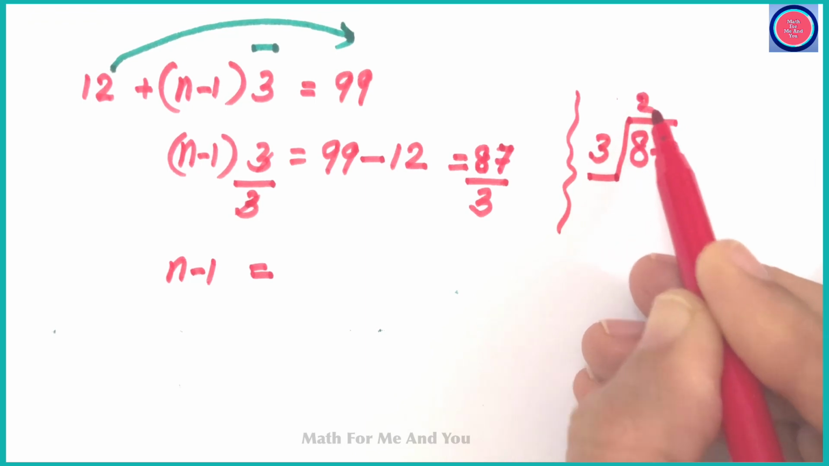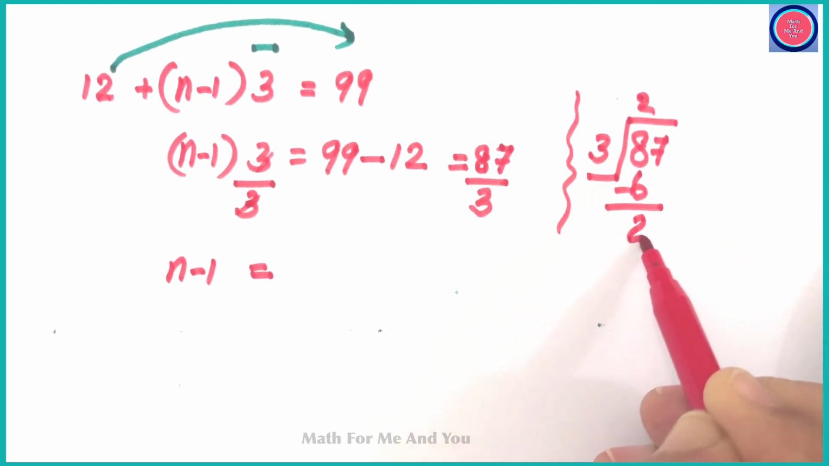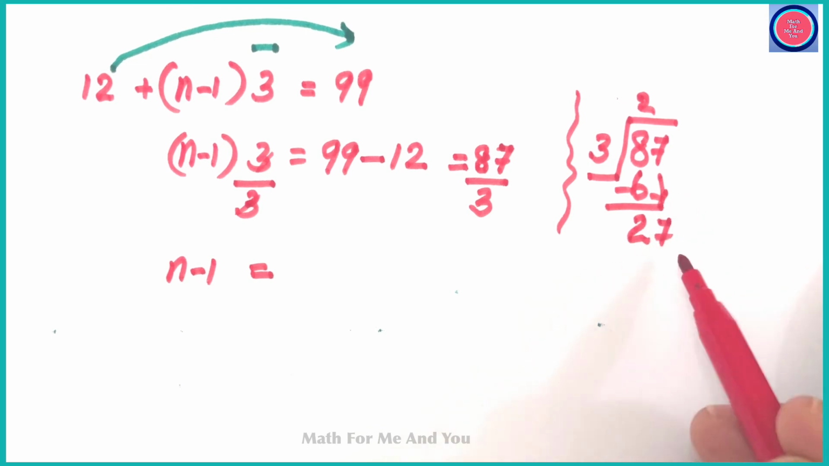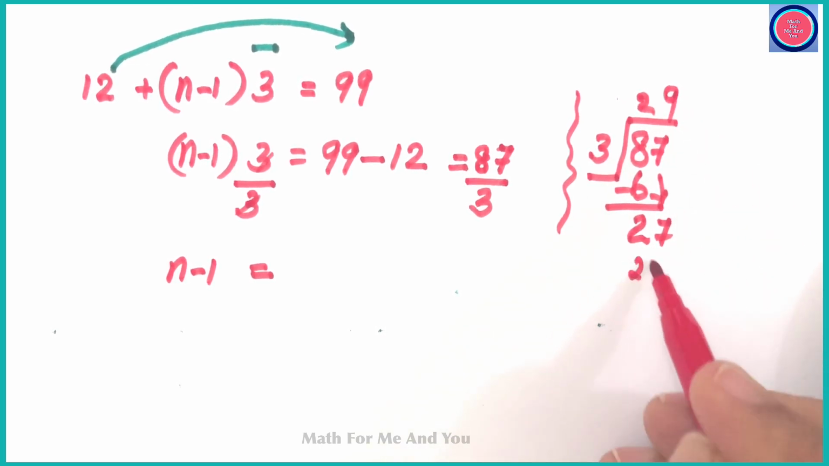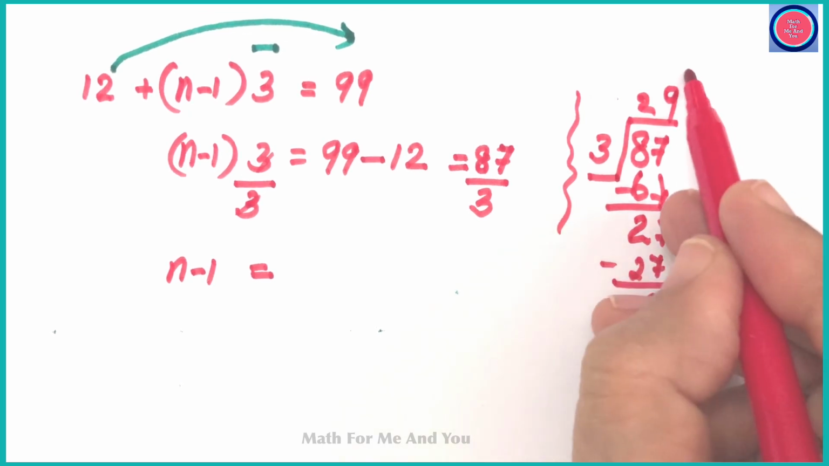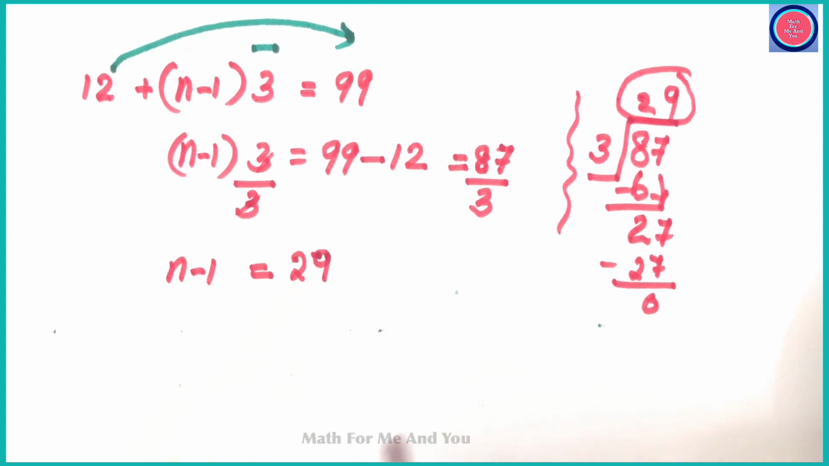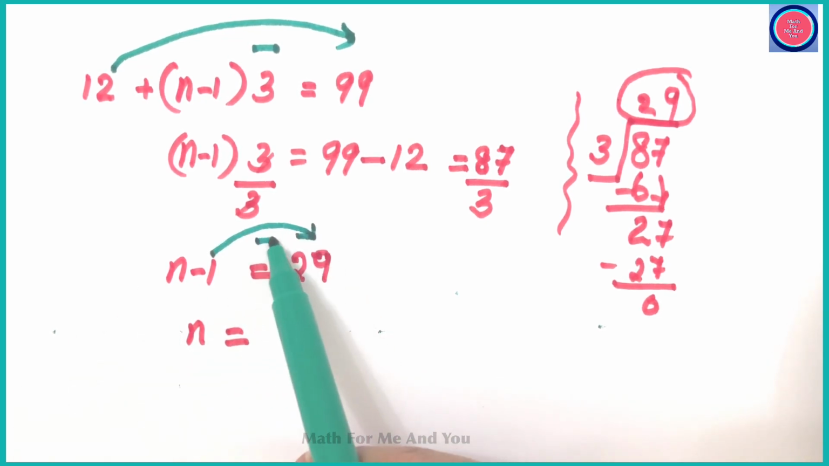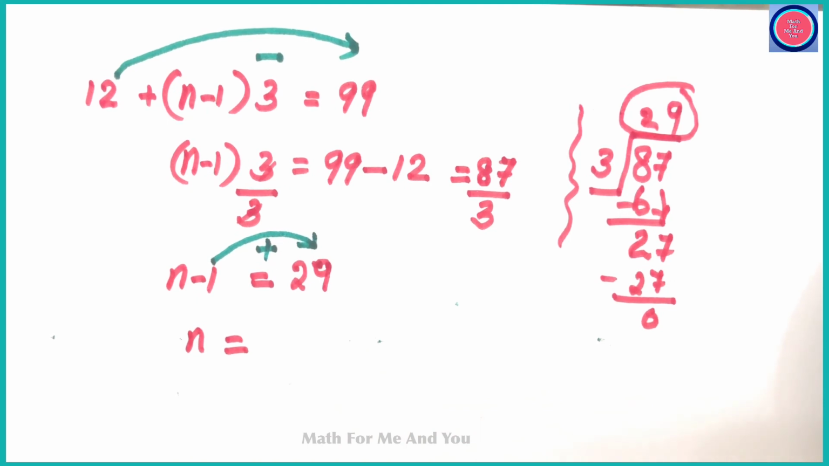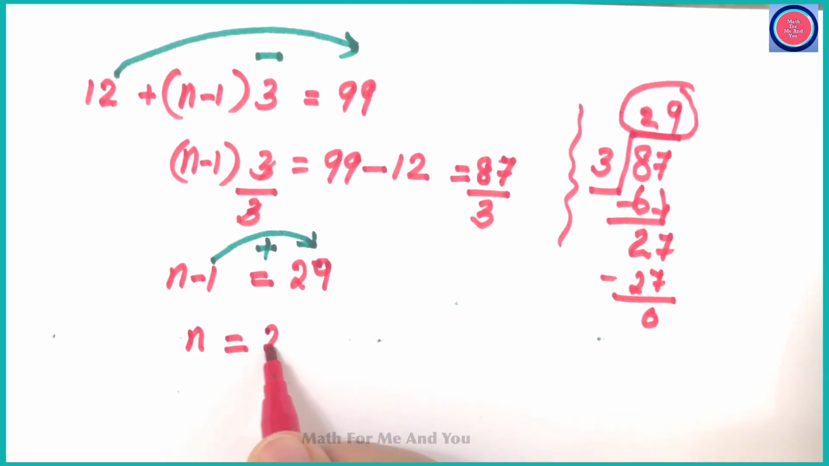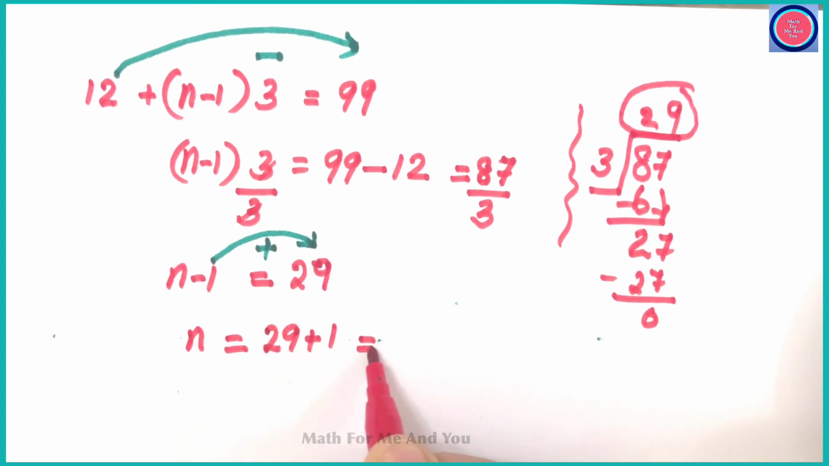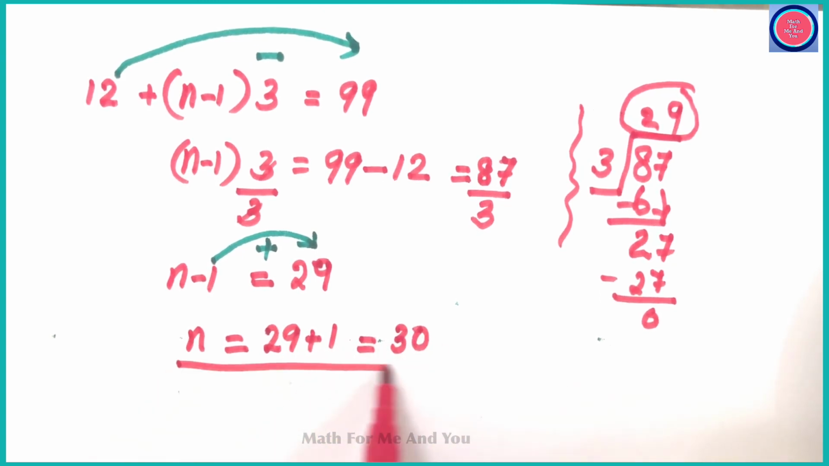3 2s are 6. 8 minus 6, 2. Next digit 7 we can bring down. It is 27. 3 times 9, 27. So we get the number 29. N minus 1 equals 29. What is N? N equals, we could move minus 1 to the right side. It becomes plus 1. If we move a negative number to the right side, it becomes positive. So N equals 29 plus 1 equals 30. What is the meaning? There are 30 two-digit numbers which are divisible by 3.